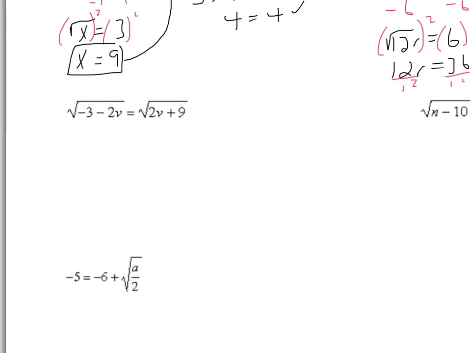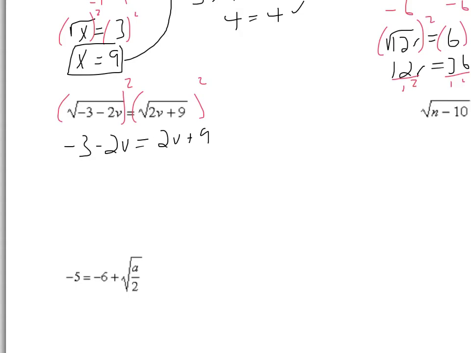Next one, we have roots on both sides. Well, again, everything is underneath the roots, so this is okay to undo the root at the very first stage, because they're both in roots, and that gives us the equation without the roots. So now we can just solve.